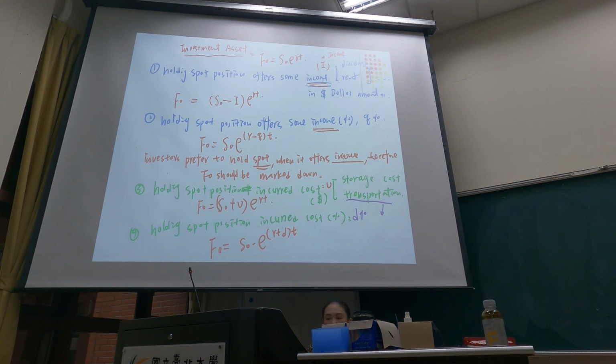Okay? And when holding the spot position actually brings more cost, then the investor will prefer to hold the futures or forward. So as a consequence, the future or forward price is a plus in your pricing model. So it becomes a positive factor. Are we okay with that? Okay, so U and D, they are cost. I and Q, they are income. So far so good? Yeah?